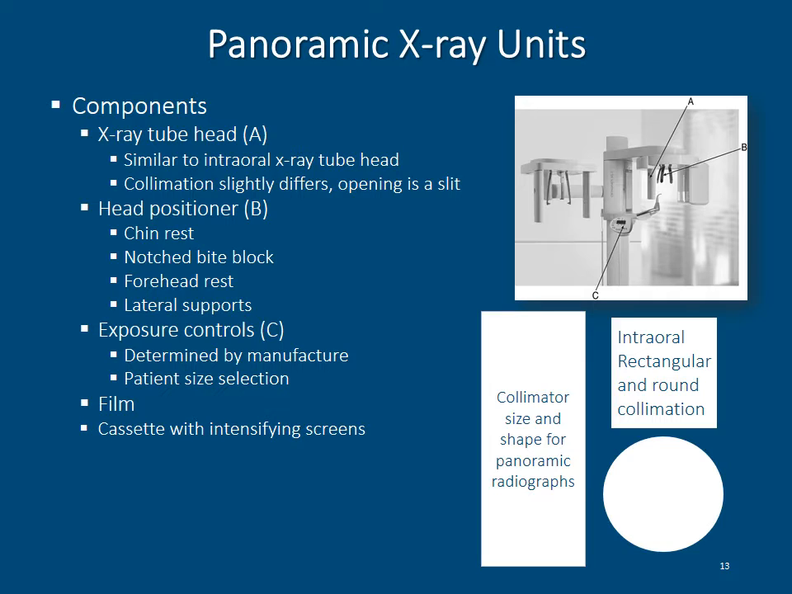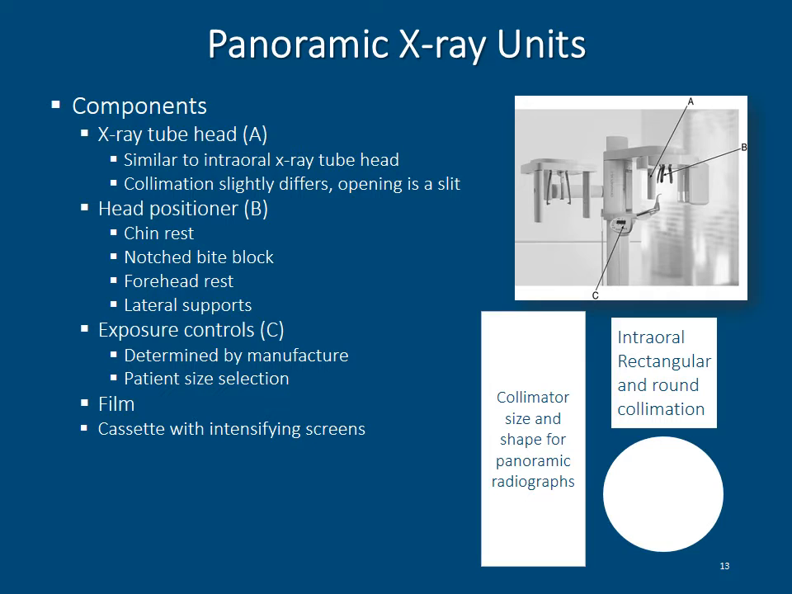The head positioning device, which is identified as B in the image, will hold the head in position and support the chin. It will also place the teeth in what we call a notch block, which will keep the teeth in the proper alignment for the radiograph. It has a head rest and lateral head supports to keep the head from moving.